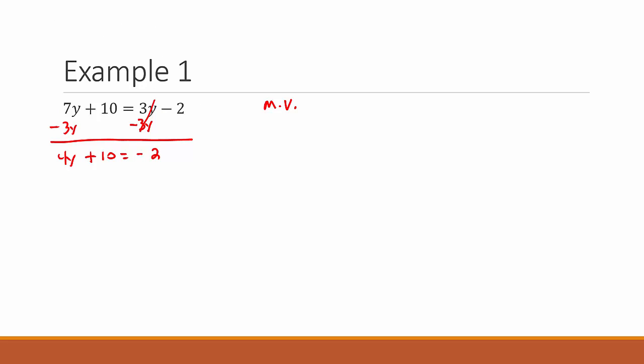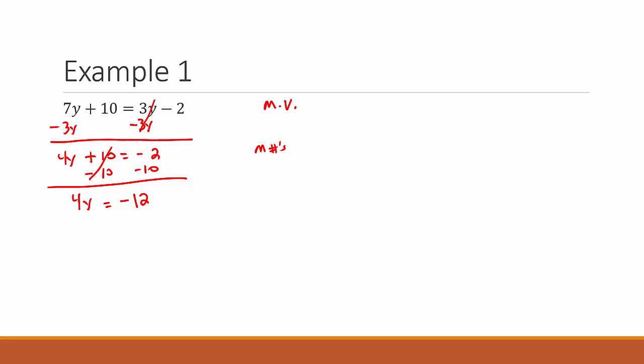Now we want to move the terms without variables from the left-hand side to the right-hand side. So in other words, I want to move this plus 10, again by using my addition principle. So I will subtract 10 from each side. That will cancel out. So now I have 4y equals negative 2 minus 10. Negative 2 minus 10 goes deeper into the negative, so negative 12.